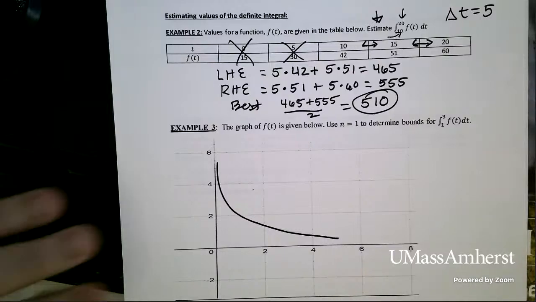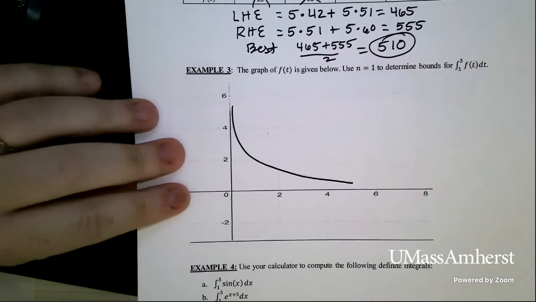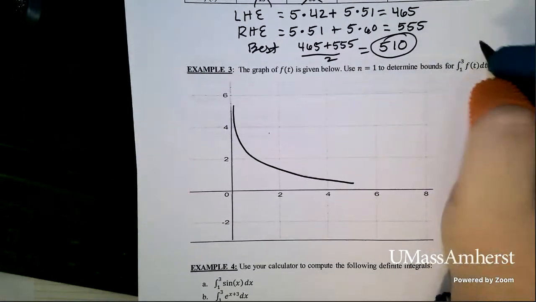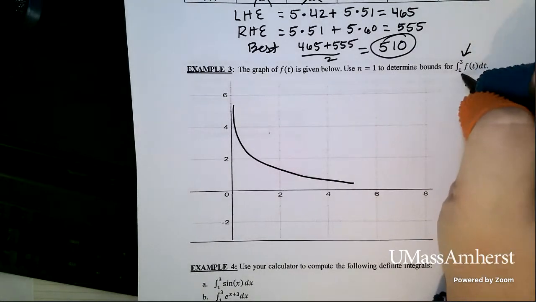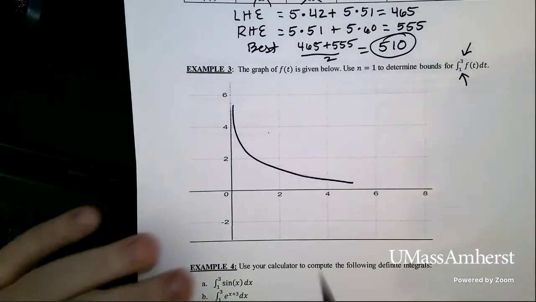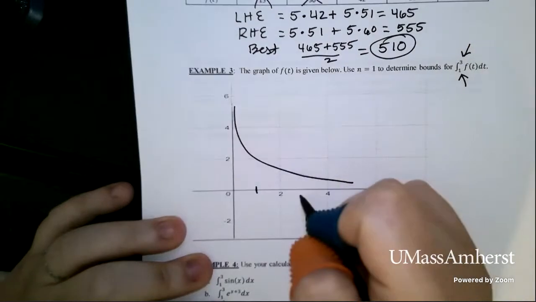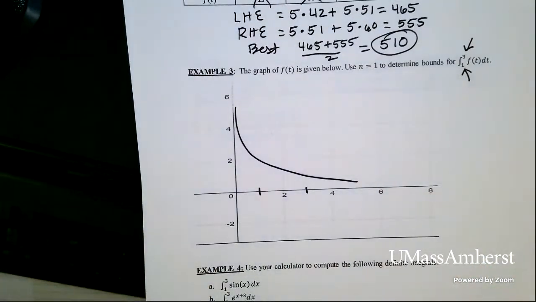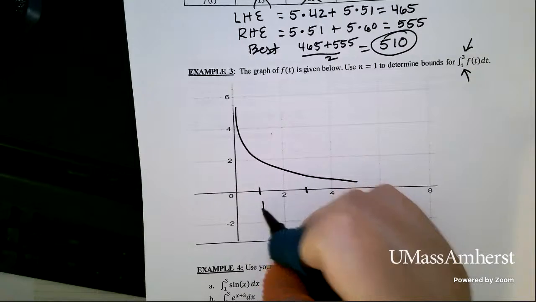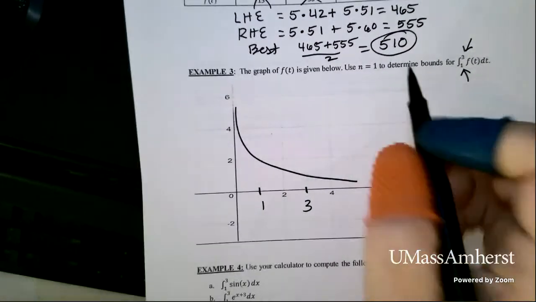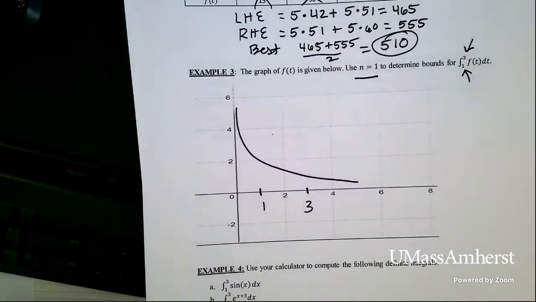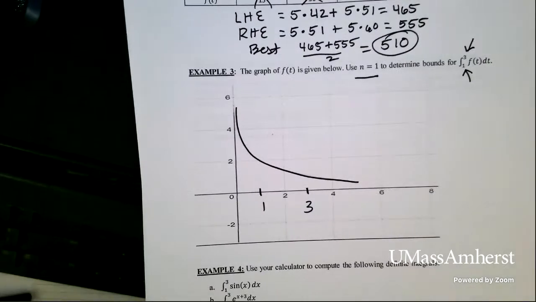For example 3, again, we are going to be estimating. And again, I'm going to pay attention to the bounds, which happen to be at 1 and 3. So I'm going to mark those on my graph since they're not labeled. And I also know that I'm using n equals 1. So n equals 1 means I'm using one rectangle.